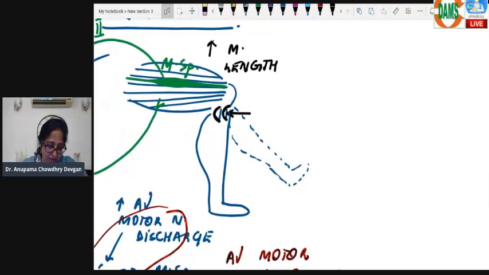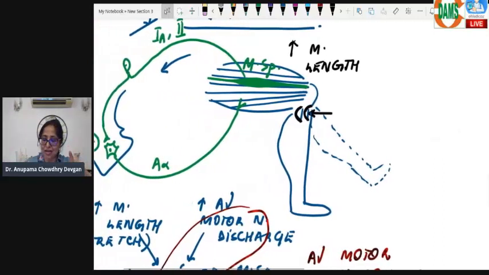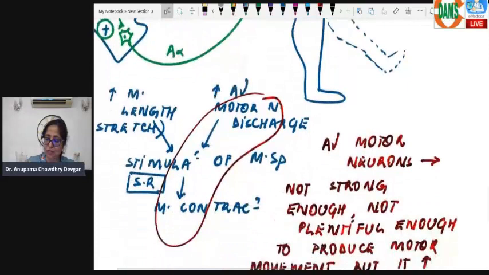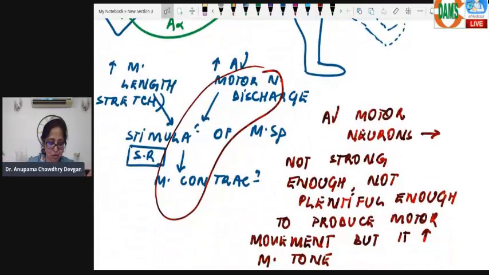Alright, A gamma is activated. What is it, Shruti Madan? A gamma activated, muscle spindle intrafusal fibers stretched, 1A and 2 afferents, A alpha, extrafusal muscle contraction. Correct, absolutely correct. But the contraction is not sufficient to produce a movement. It is only sufficient to increase the muscle tone.